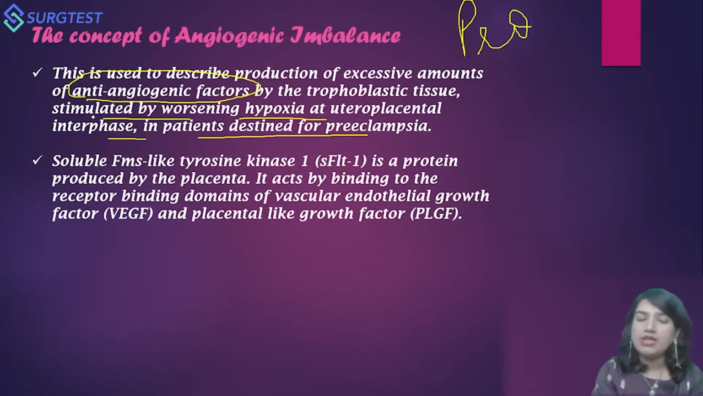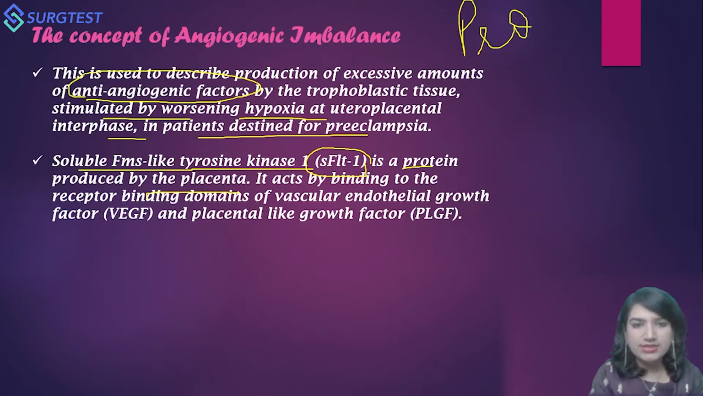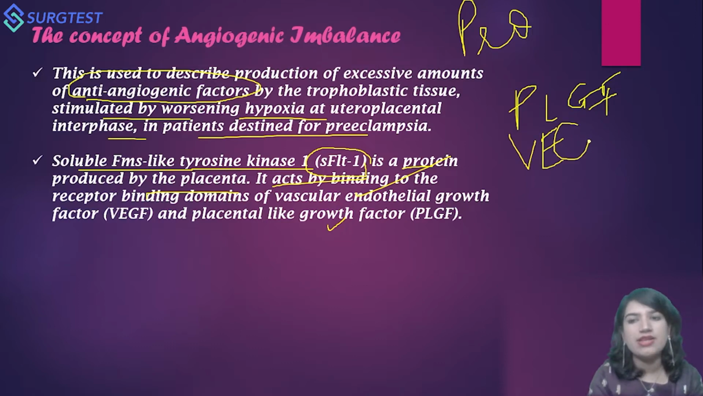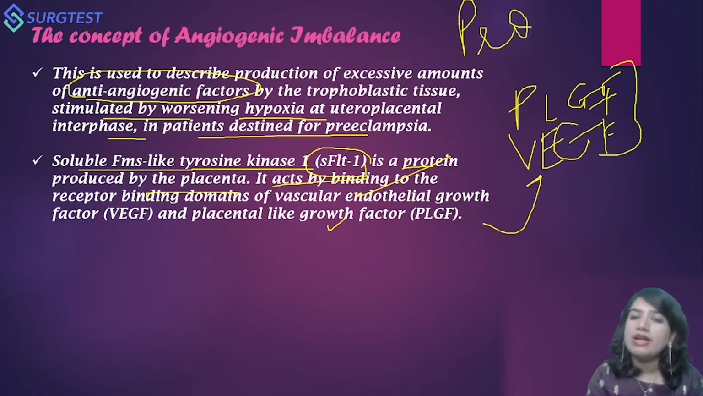So what are these anti-angiogenic factors? Soluble FMS-like tyrosine kinase 1, which is abbreviated as sFlt-1. It is a protein produced by the placenta. And how does it act as an anti-angiogenic factor? It acts by binding to the receptor binding domains of the vascular endothelial growth factor and the placental growth factor. So this PlGF and the VEGF, the placental growth factor and the vascular endothelial growth factor, are both angiogenic. And these are counteracted by the anti-angiogenic factor sFlt-1.